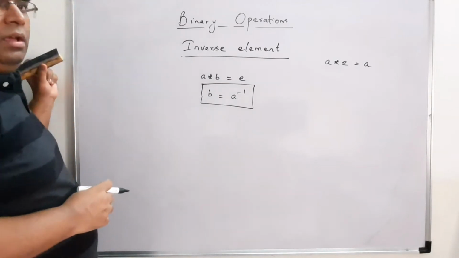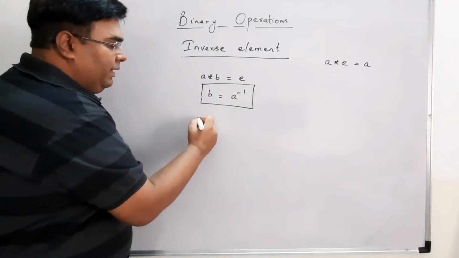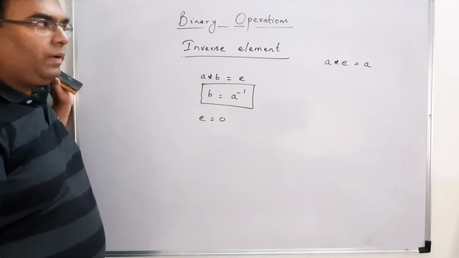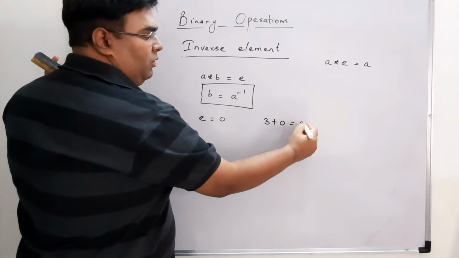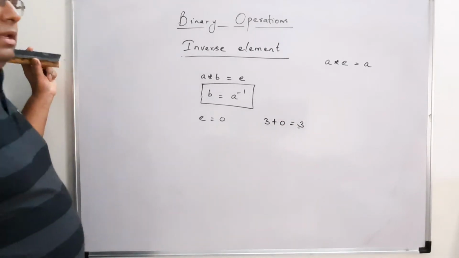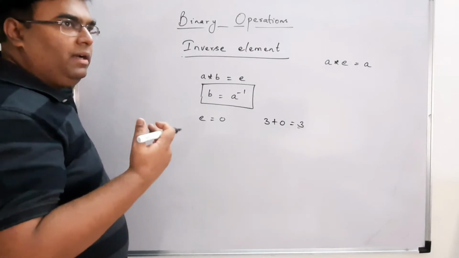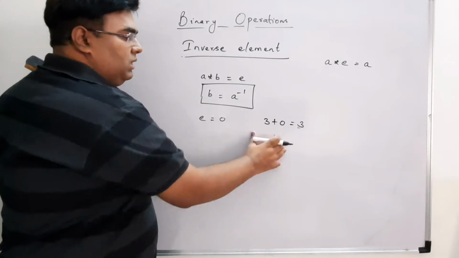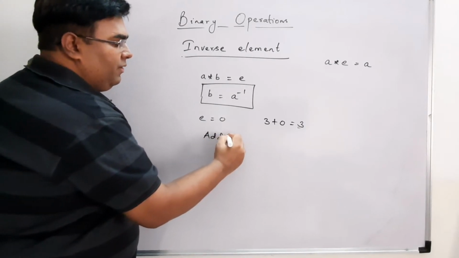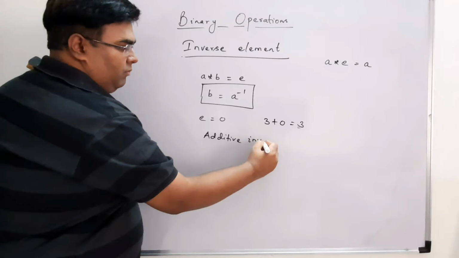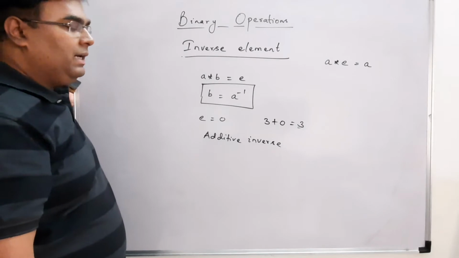So for example, if you talk about the addition operation, in addition our identity element E is 0. Why? Because any number with 0 addition will give you the same element. So 0 is my identity element. Now we want to find the inverse of this addition. That is basically known as additive inverse. Since it is the inverse of the operation addition, we call it additive inverse.